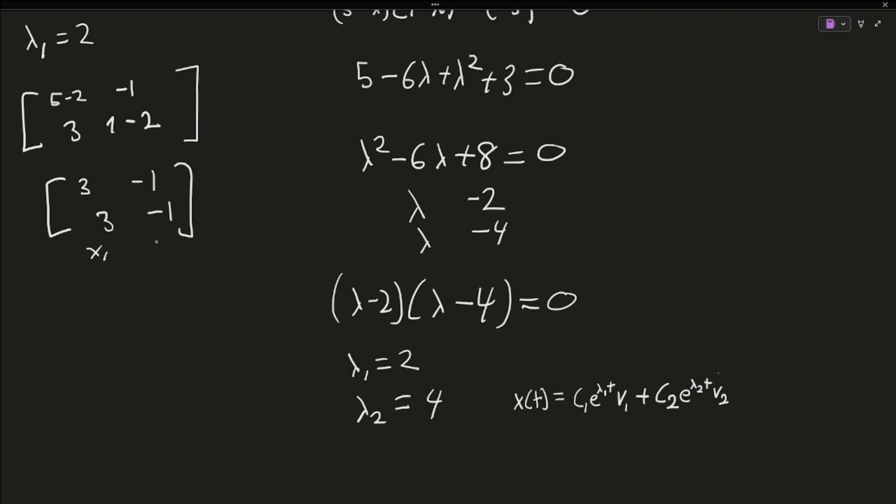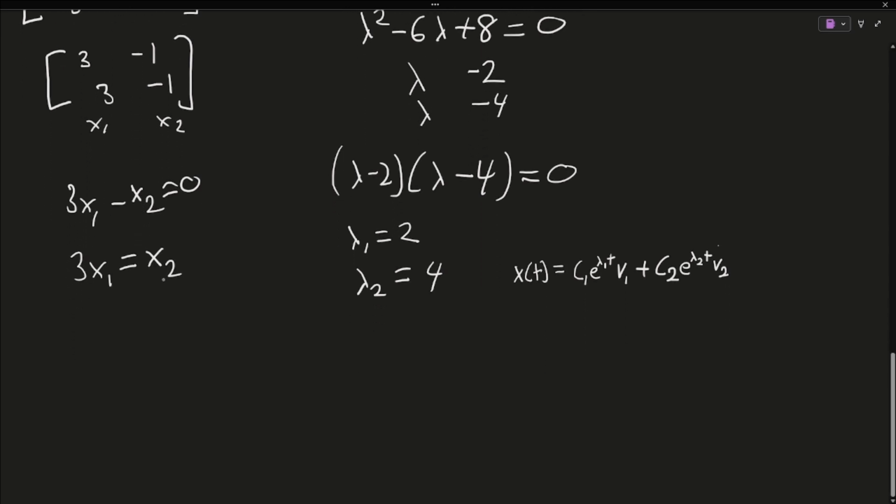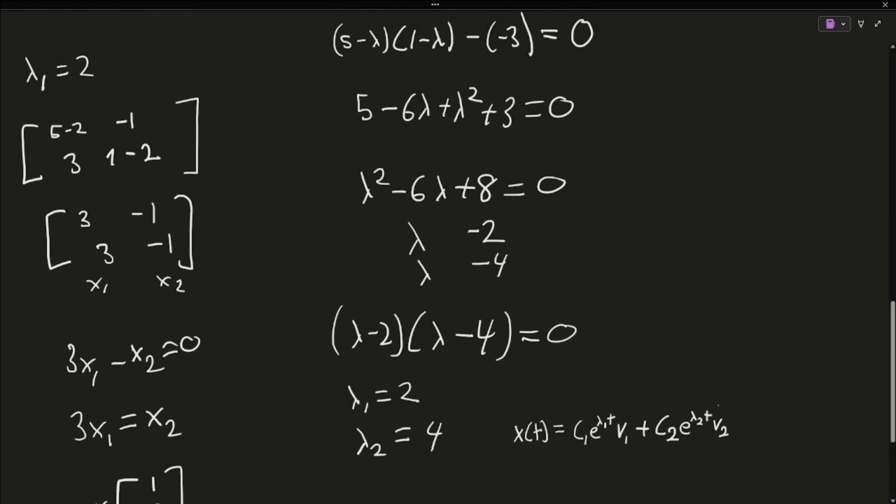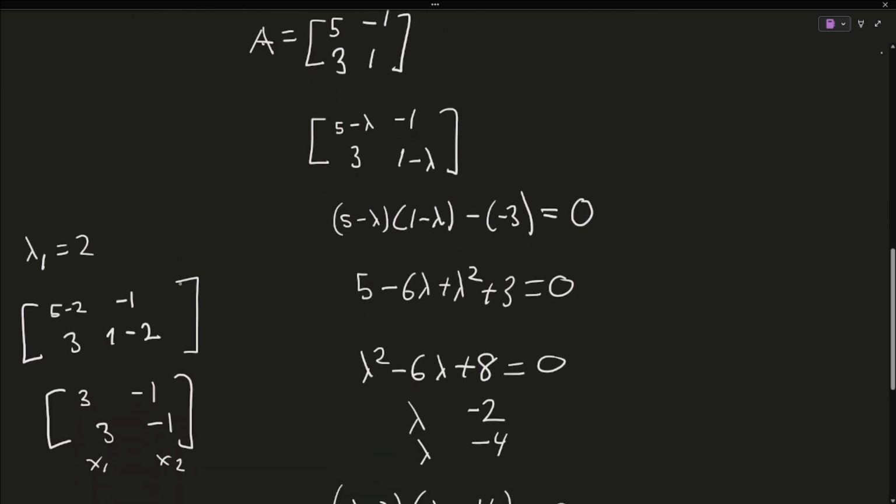So this will be x1 and this will be x2, so we're going to have 3x1, let's say, minus x2 equals 0. So 3x1 equals x2. So we were able to solve x2 in terms of x1. So our free variable is x1. So x1 multiplied with this vector will be 1 and 3. So this means our eigenvector v1 is going to be this vector. And let's do the other eigenvector as well.